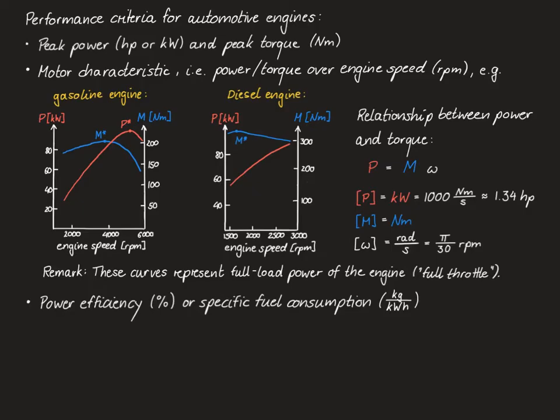Another very important performance criterion for an engine is its power efficiency. It is defined as the fraction between the mechanical power that the engine produces and the power that the engine consumes in terms of chemical energy of the fuel, for example, or electrical energy. For combustion engines, power efficiency is usually expressed by specific fuel consumption, which is measured by kilograms of fuel consumed per kilowatt hour of energy produced by the engine.